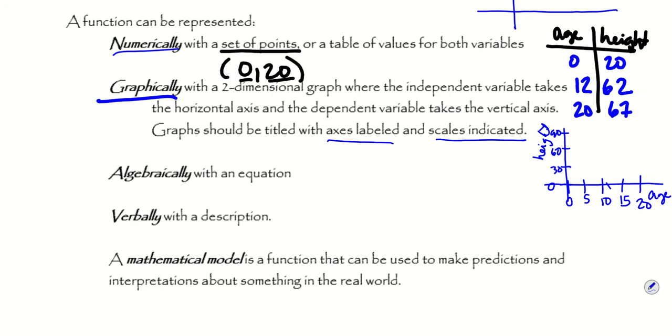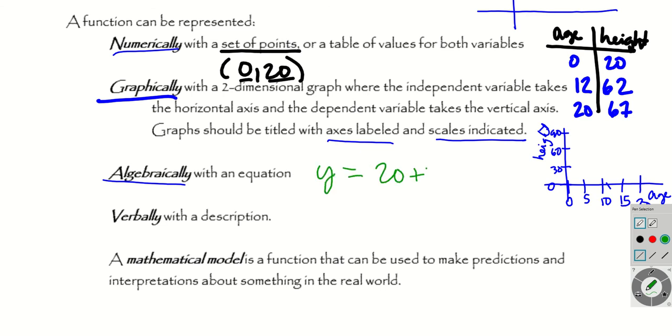The third way we can represent a function is algebraically with an equation. So for example, I might say y equals 20 plus 2.5x, where x is a place I can insert an age, and the equation would give me a prediction for a person's height.